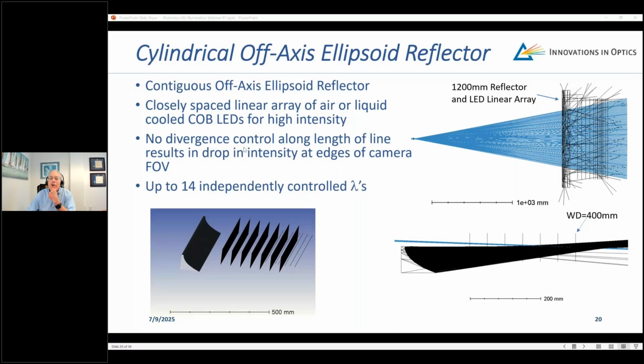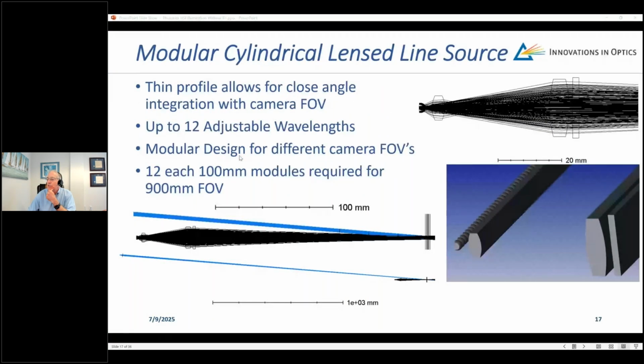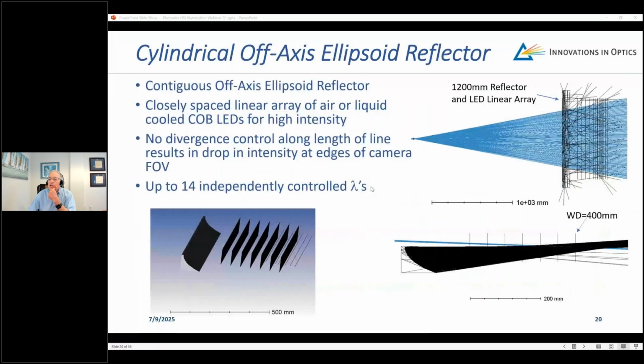Now, where the first system we described has some control over the divergence owing to the microlens array, this system here has no control over the divergence along the length of the line, which ultimately results in a drop in intensity as you move off axis, which requires a greater width of the system, which increases its system cost, of course.